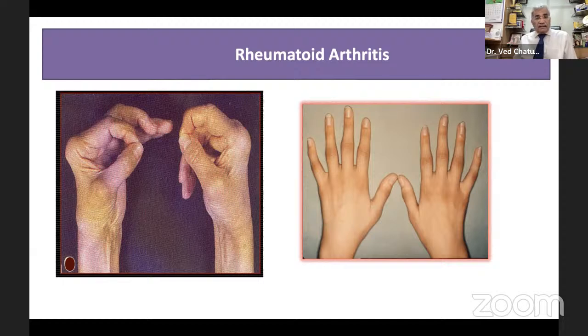Third thing is, most patients will have an inflammatory arthritis. Now, what is inflammatory arthritis? It means the symptoms are worst in the morning. So basically, if you ask the patient what time your arthritis is worst, they say, doctor, when I get up in the morning, I am worst.